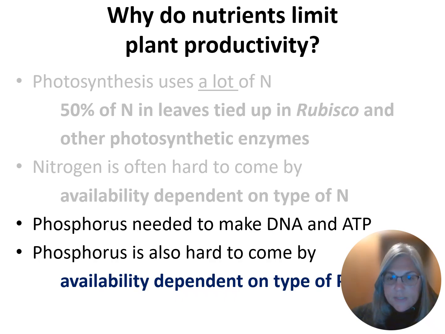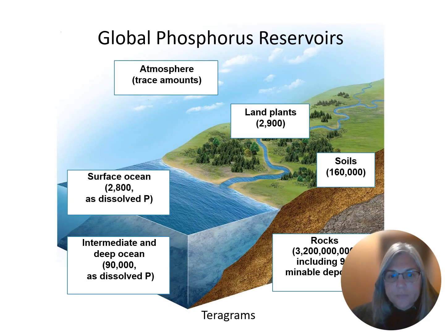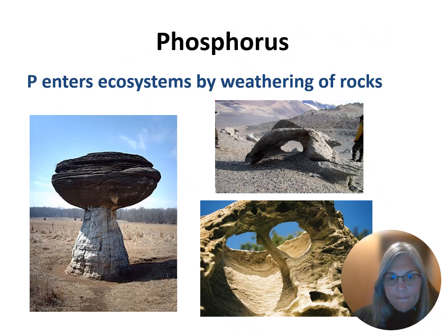So phosphorus is needed to make DNA and ATP, but phosphorus can be hard to come by, which can cause it to be more limiting for nutrient uptake. So here's an image of the global phosphorus cycle. All those rectangles are places where phosphorus is stored. And the largest storage of phosphorus comes from rock.